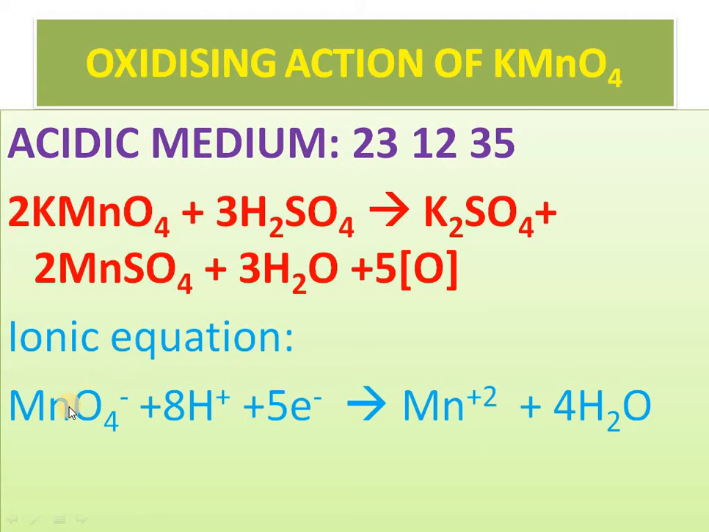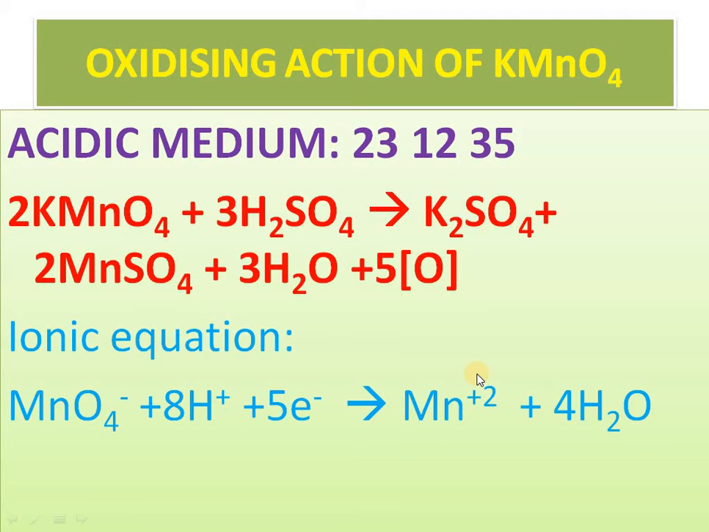So similarly, this is an ionic equation. It is very easy to write the ionic equation. You just have to split KMnO4 into ions: K plus, MnO4 negative, plus 6H plus, 3SO4 2 negative, 2K plus and SO4 2 negative, and 2 Mn2 plus, and 2 sulfate and 3 water as such. So this way you can get the answer.